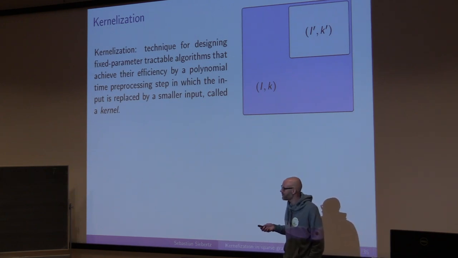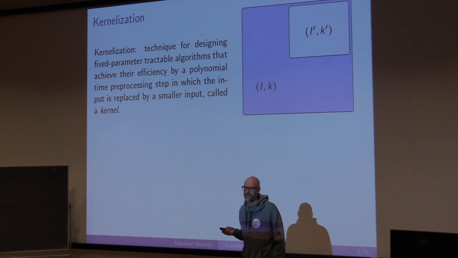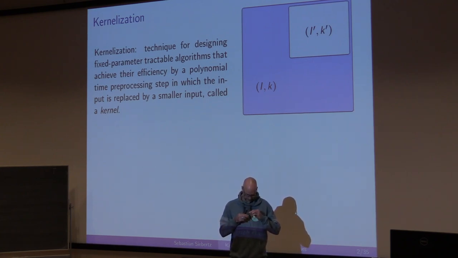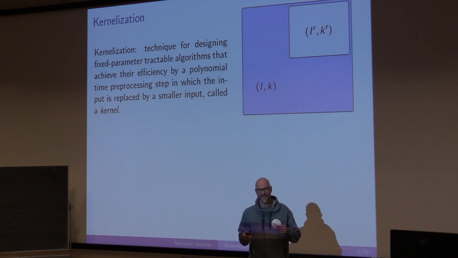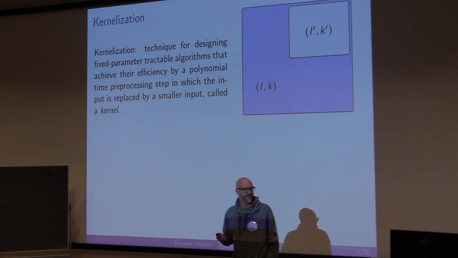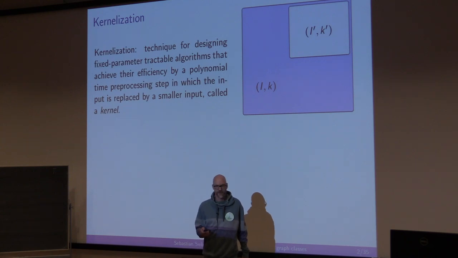you like. So this makes sense in the parameterized setup because you cannot expect to get smaller and smaller instances for NP complete problems, otherwise you would get a polynomial time algorithm finally.